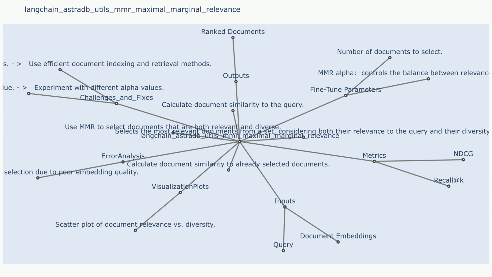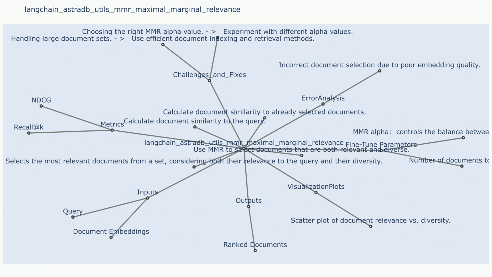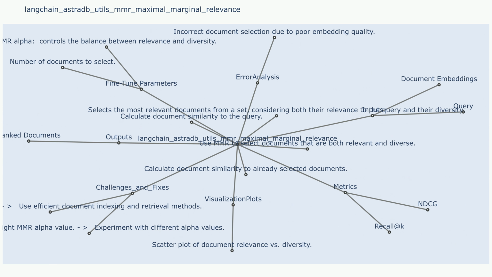Fine-tune parameters. Lambda, a parameter that controls the trade-off between relevance and diversity. A higher value of lambda favors diversity, while a lower value favors relevance. Uncertainty methods. Confidence scores. The model can output confidence scores for each selected document, indicating the level of certainty in its relevance and diversity. Challenges and fixes.